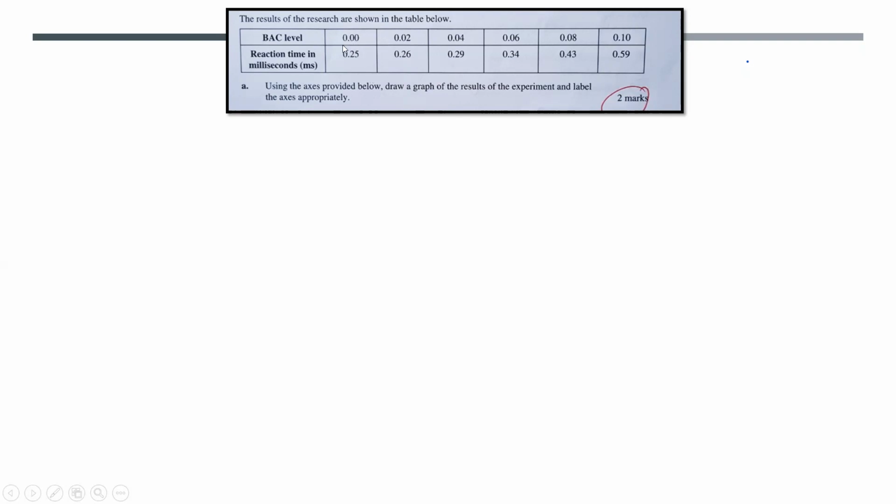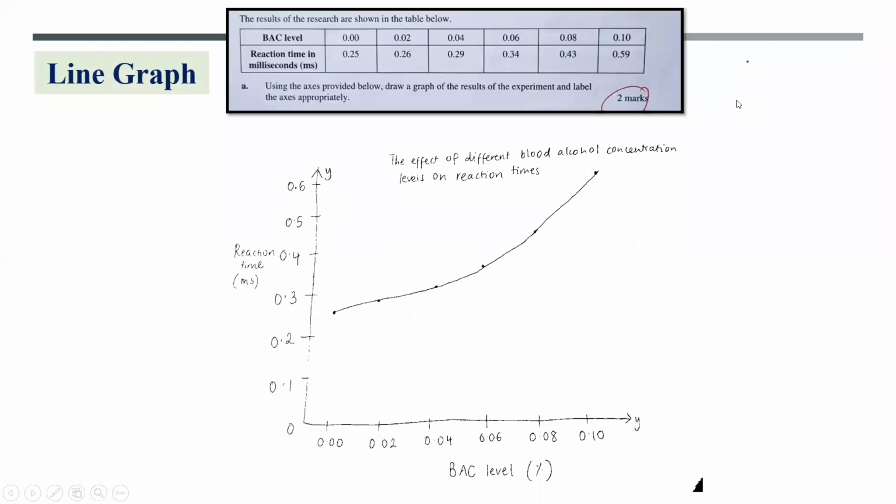For example, where the 0 placeholder on the x-axis is, you go up to the position on the y-axis where 0.25 is and draw a dot. And then you just join the dots together and that forms a line. That's what a line graph is, and this is what it's going to look like.